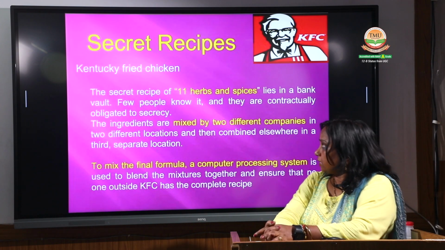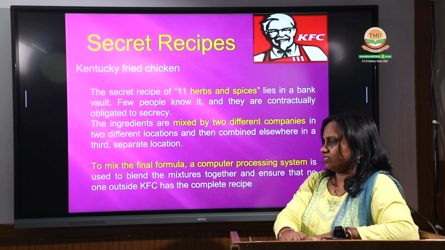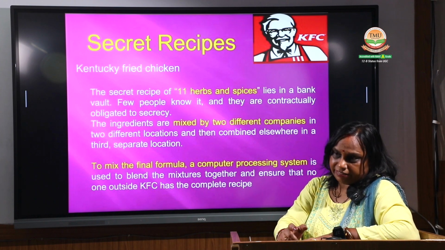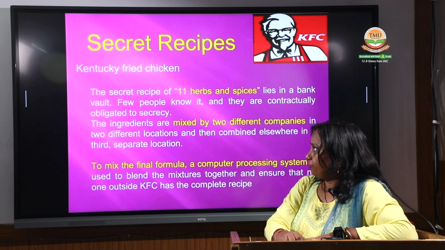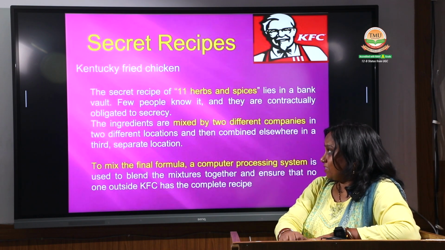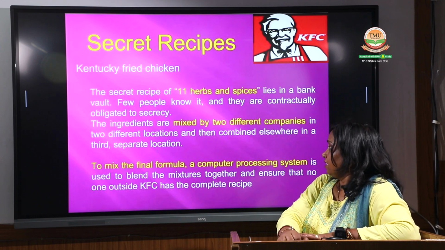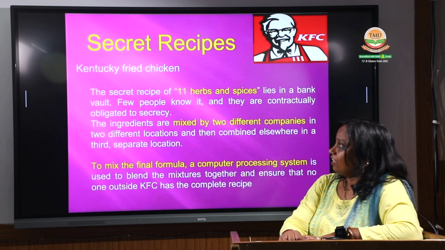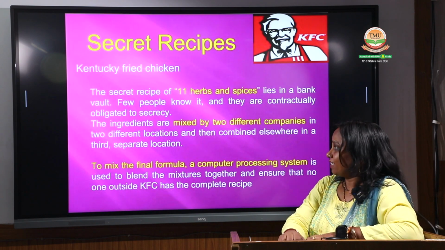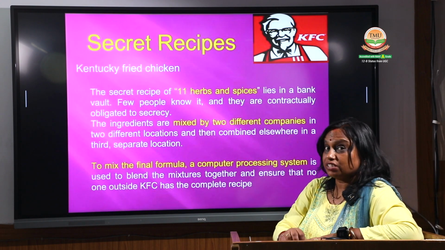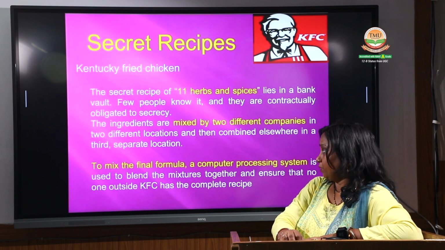As I told you, KFC is one of the very popular, famous trade secrets. That is Kentucky Fried Chicken. It claims that it has 11 herbs and spices which lie in the vault. Few people know it and they are contractually obligated to secrecy. What are those 11 herbs? That is the secret among some people of that particular company.